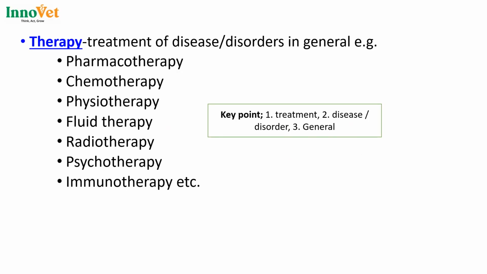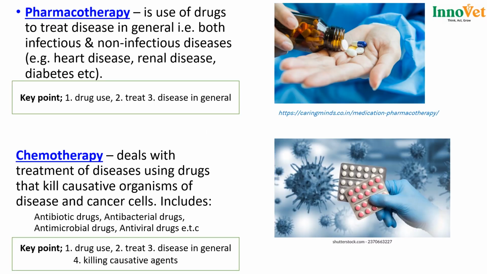And when we go to therapy, it is just something in general, where we are looking at treatment of disease or disorder, and we have pharmacotherapy and chemotherapy, and we are going to see some of these next. Now, pharmacotherapy: you're looking at drug use, treating, and disease in general. So we shall define it as the use of drugs to treat a disease in general. It could be infectious or non-infectious.